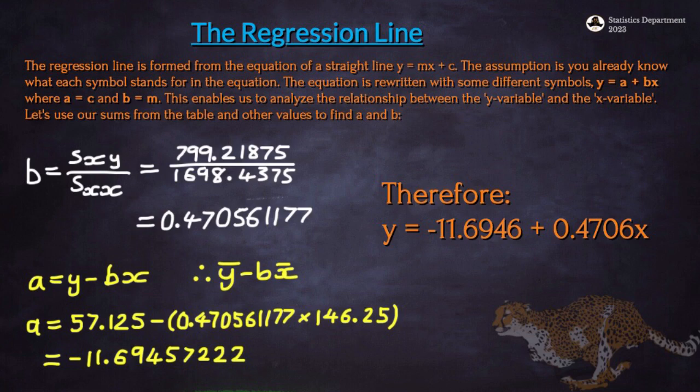So what we do is we now substitute the a and the b in our equation, so that becomes y is equal to the a, which is the negative 11.6946, and the b is 0.4706x. So that's how we do it, and then we substitute that to get our actual equation for this specific example, or this specific question that we're dealing with.